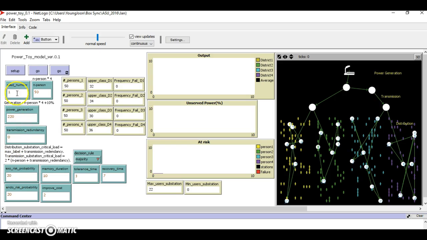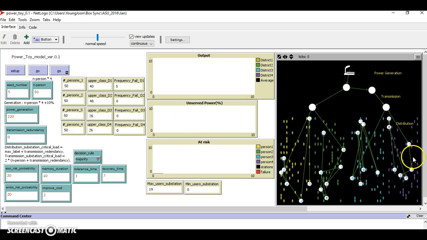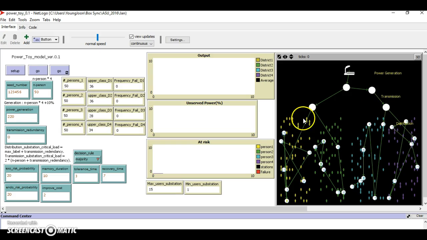And we have many input windows and output windows. Look at here. First of all, the seed number. With this seed number, we can get different arrangements of users and substations. Maybe we can change it to 5. Look at this. We can have a different arrangement. Maybe 1, 2, 3, 4, 5, 6, and we can have different arrangements of users and substations. So maybe we can compare these different arrangements of users and substations for another study.